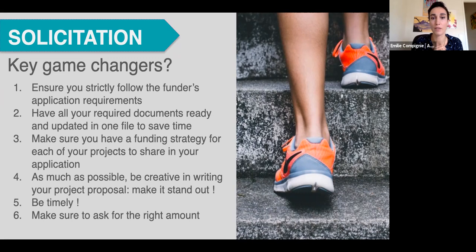Make sure you have a funding strategy for each of your projects to share in your application. A funding strategy is a funding plan. It's not a fundraising strategy. It's different. It's really a funding plan.